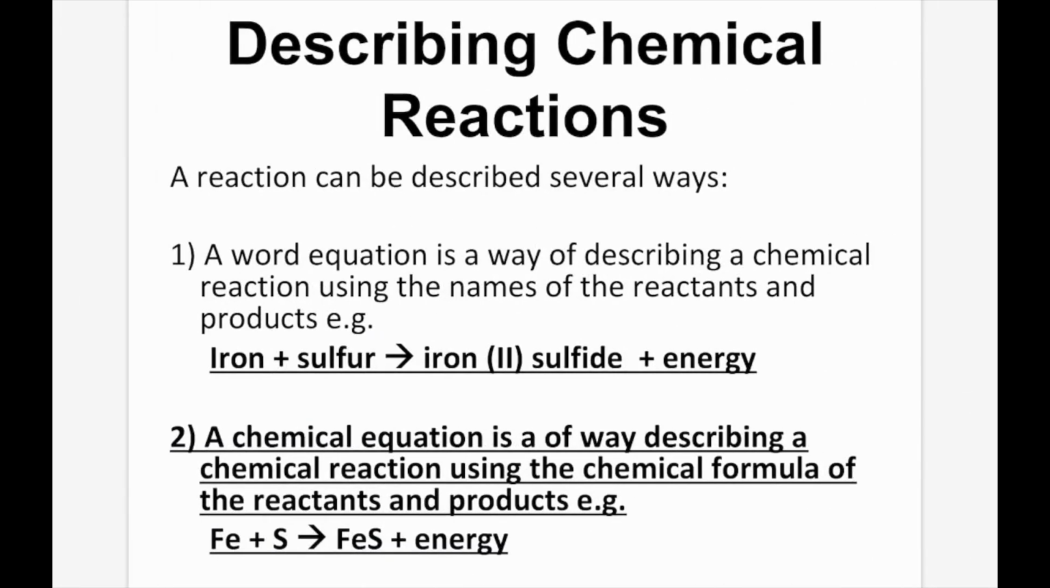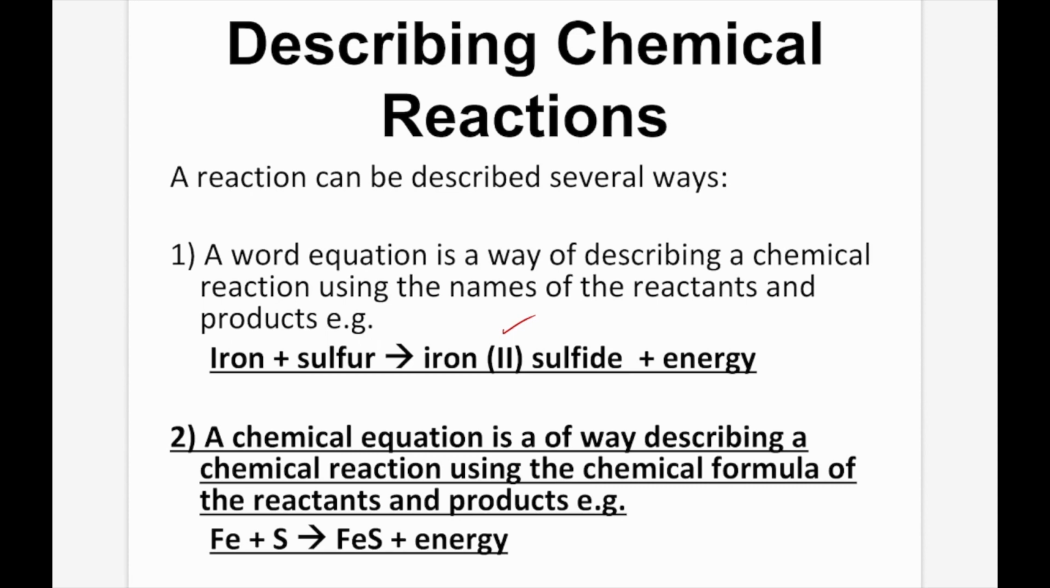Describing chemical reactions. A reaction can be described several ways. Number 1, a word equation is a way of describing a chemical reaction using the names of the reactants and the products. So for example, iron plus sulfur is going to give us iron 2 sulfide plus energy. Now keeping in mind, this lesson isn't about predicting, so you're not to know that iron plus sulfur is going to give us iron 2 sulfide. You just need to understand what this word equation means. So iron plus sulfur yields iron 2 sulfide plus energy.